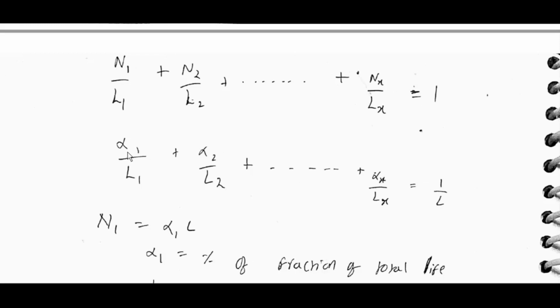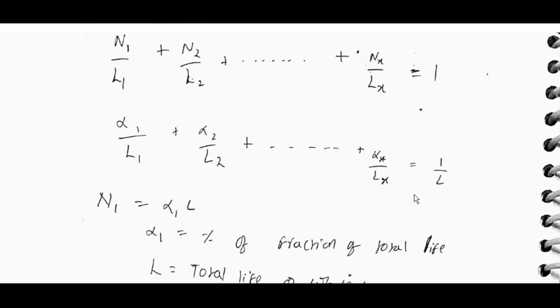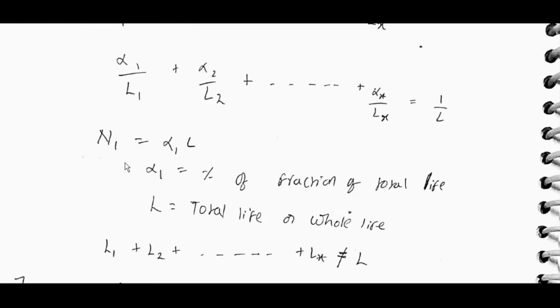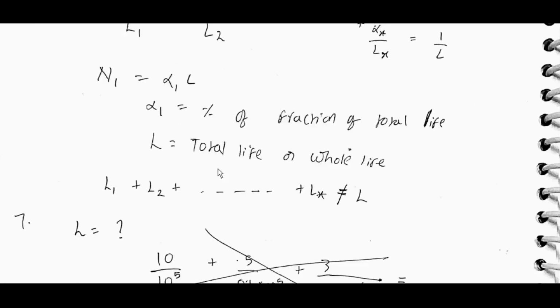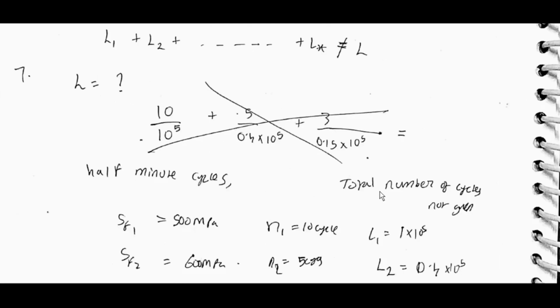Divided by L: alpha 1 by L1 plus alpha 2 by L2, and so on to alpha x by Lx, is equal to 1 by L. N1 is equal to alpha 1 L, where alpha 1 is the percentage fraction of total life. L is the total life of the whole life, and L1 plus L2, and so on to Lx, is not equal to L.